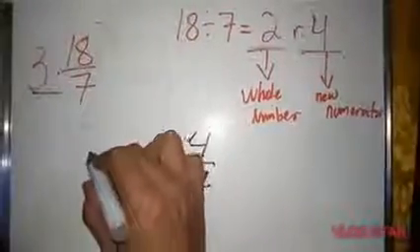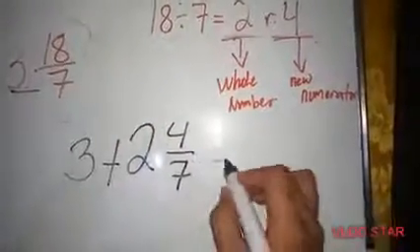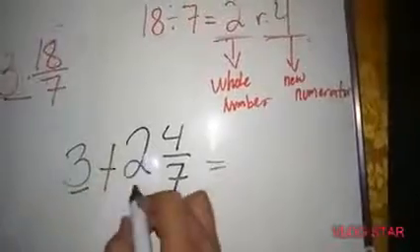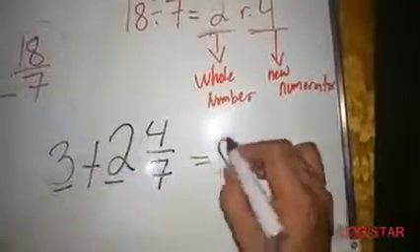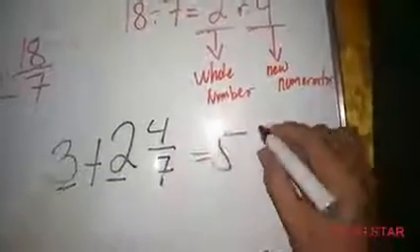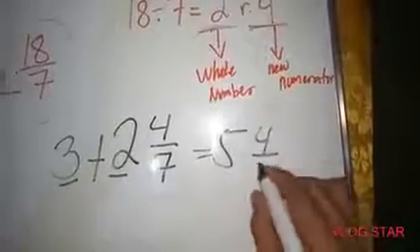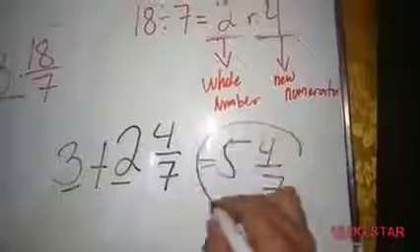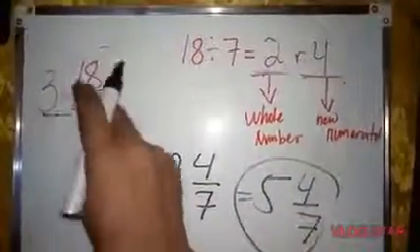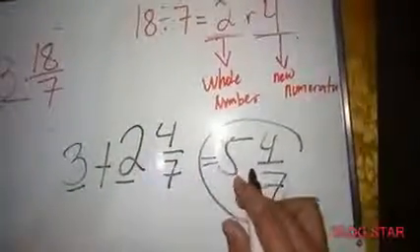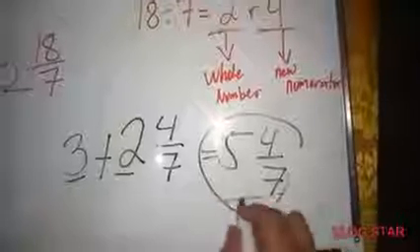So 2 and 4/7 plus 3. 3 plus 2, the answer is 5. Then copy 4/7. So the simplified form of 3 and 18/7 is 5 and 4/7.